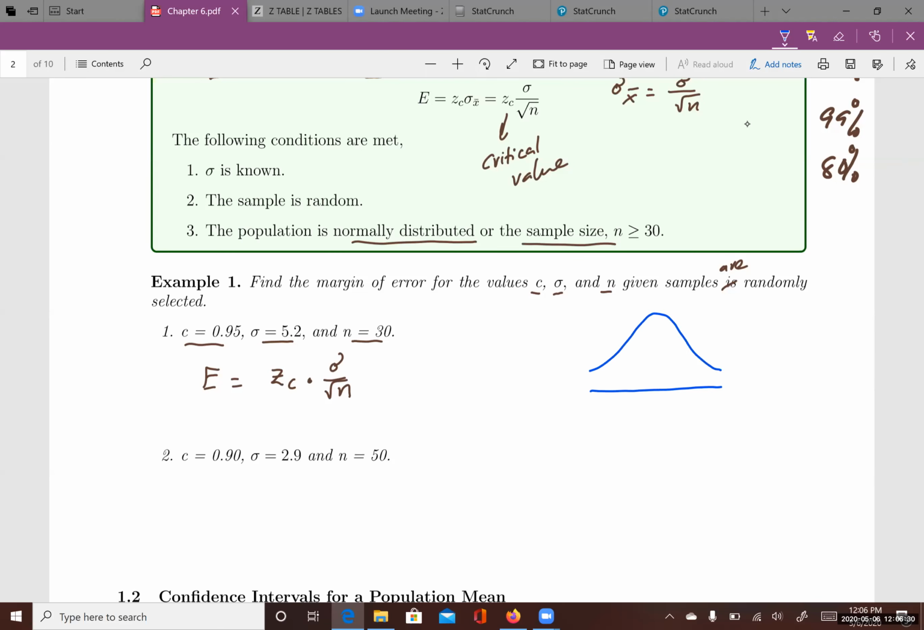So you have a standard normal distribution. If you have the probabilities, then you can find these two critical values here, right? You have a negative value and a positive value. In finding margin of error, you just need to use the positive value, because margin of error is a distance, and distance is never negative. So you're going to use the positive value here.